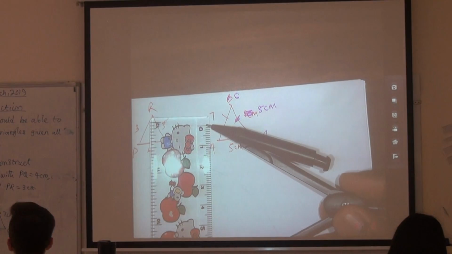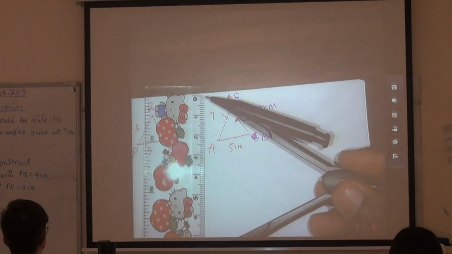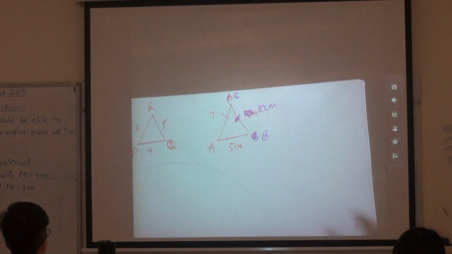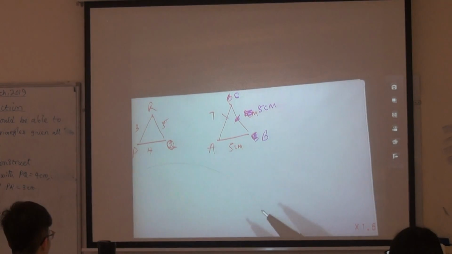Oh, you can see, sorry. So you don't trust me? So just pretend it's right. Come on, don't do that to me. Anyway, whatever. It's 8 centimeters. I trust myself, you don't trust me.